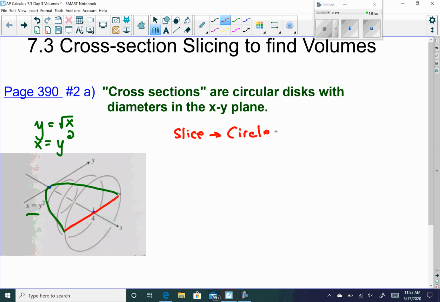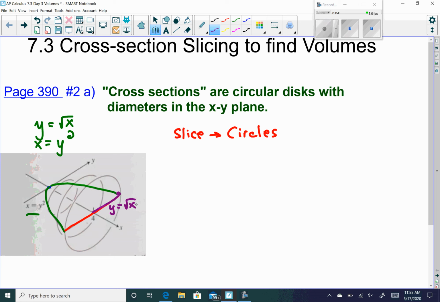So all we have to do is find how to represent the area of each circle here. Well, the diameter goes all the way across. I'm only concerned with the radius, which would be right here. And that, again, is just going to the y value. So that is equal to just the square root of x. So y is equal to the square root of x.